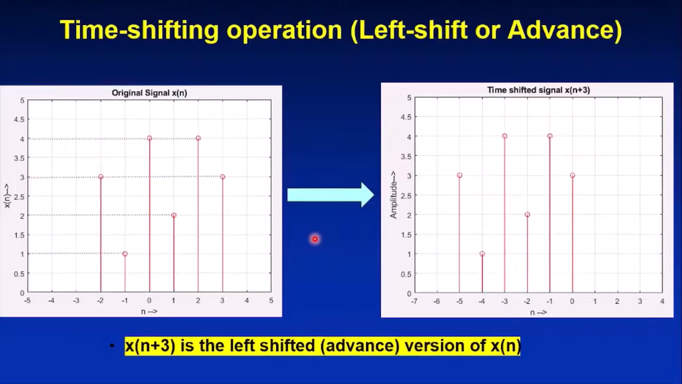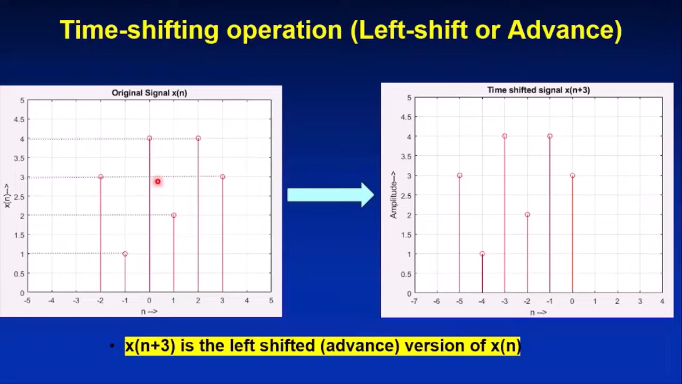We'll move on to the second one, another kind of time shifting operation called the left shift or advance operation. If you have a signal x of n, and you want to obtain x of n plus 3, in that case you will have to shift this waveform to the left by 3 samples. It means that in the original signal, if samples start at n equal to minus 2, now it will start 3 samples early, that means at n equal to minus 5.